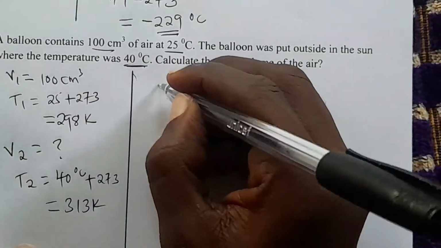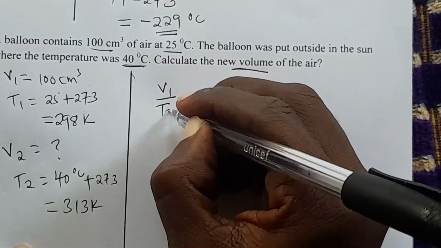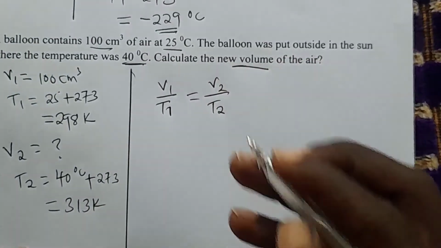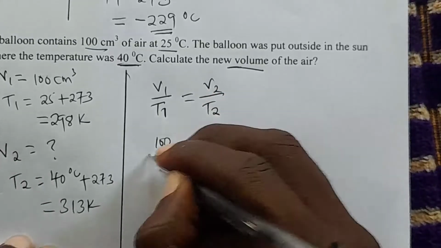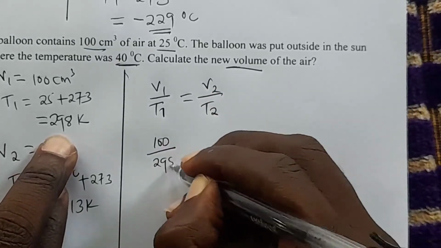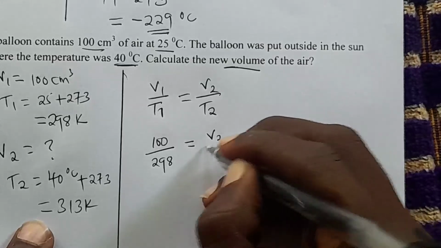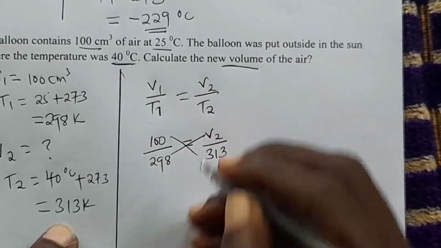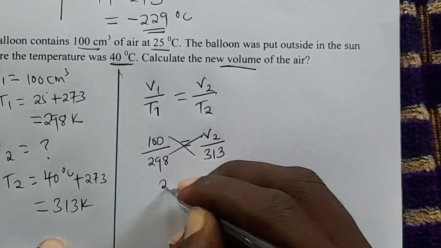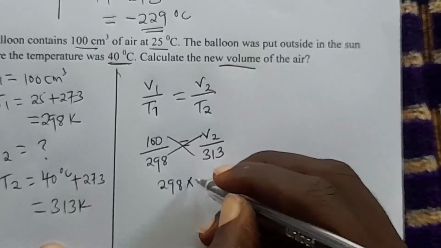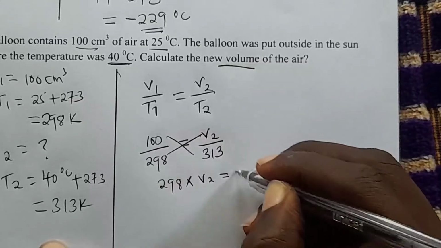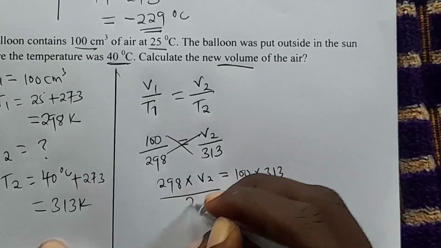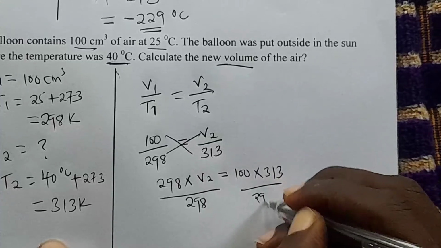So let's remember the formula for Charles' law. Let's use the other way around: V1 over T1 will be equal to V2 over T2. So what's your volume 1? It's 100 over T1, which is 298, which will be equal to volume 2, which you don't have, over temperature 2, which you have, 313. Cross multiply. We are going to get 298 times volume 2 equal to 100 times 313. If you want to get V2, we divide by 298 on both sides.